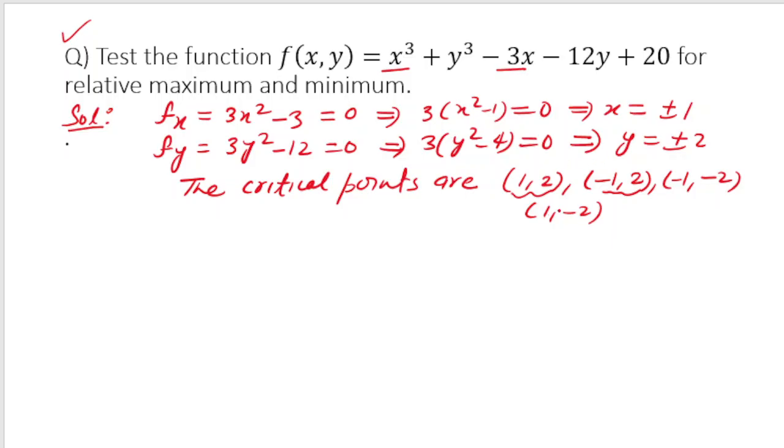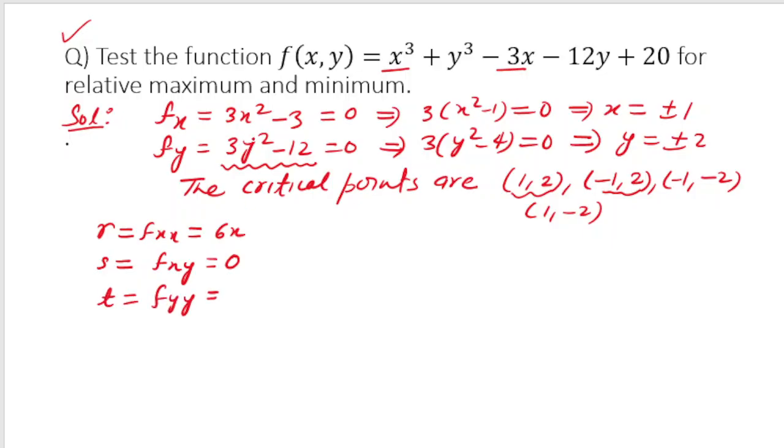Now we have to decide the nature of these 4 critical points. So for that, we have to find r, that is f of xx. So I have to differentiate this 3x square again. So I will get 6x, right? I have to find s. I am going to write like this so that we can save space. s is f of xy. So I have to differentiate fy with respect to x. If I differentiate this fy with respect to x, there is no x term, so it will become 0. And then I have t, that is f of yy. If I differentiate this with respect to y, I will get 6y, right?